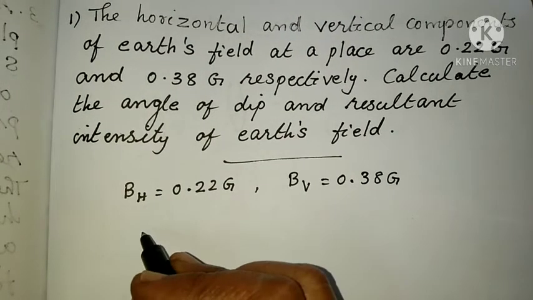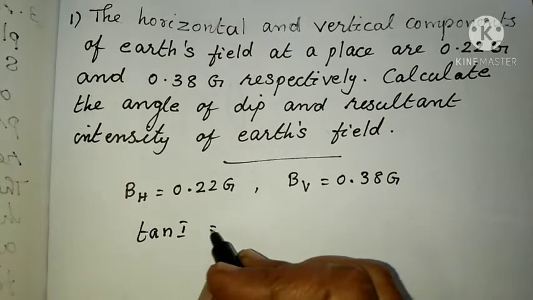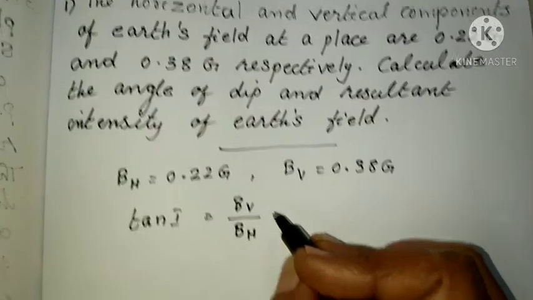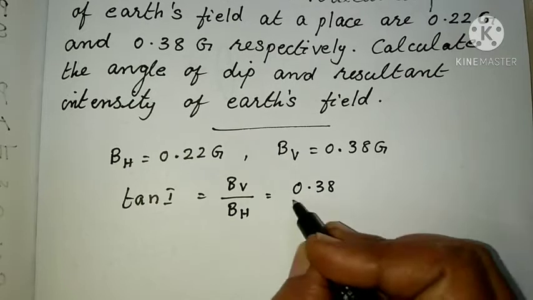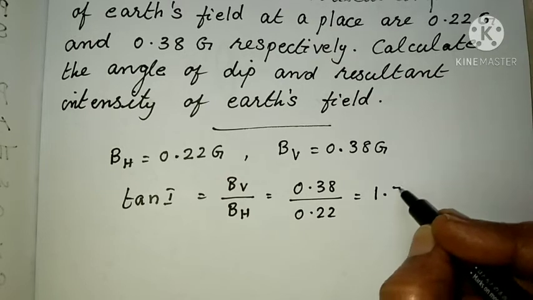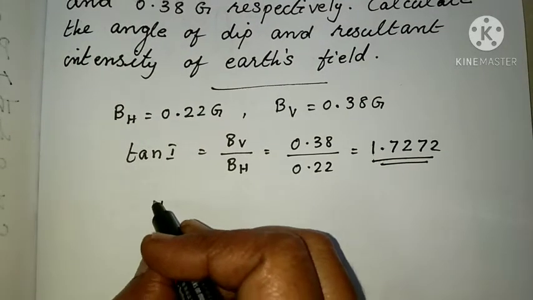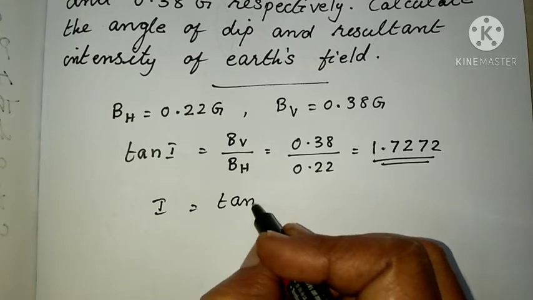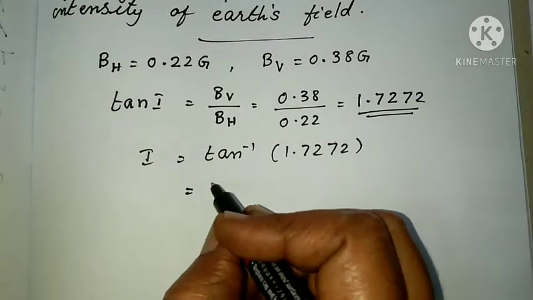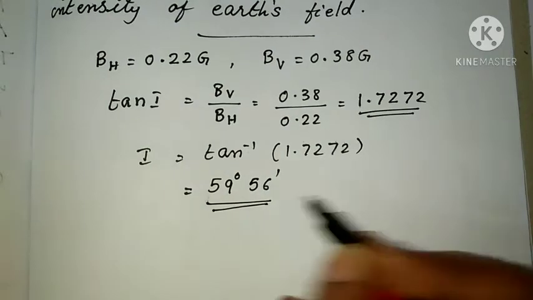What is the relation between angle of dip and the BH and the BV? That is tan I equal to BV divided by BH. So that is equal to 0.38 divided by 0.22. So you will get the answer tan I equal to 1.7272. Then you can find out the angle of dip I equal to tan inverse of 1.7272. So the answer is 59 degree 56 minute. That is the angle of dip.